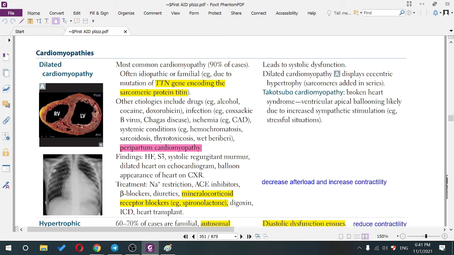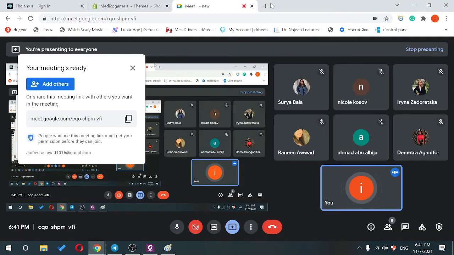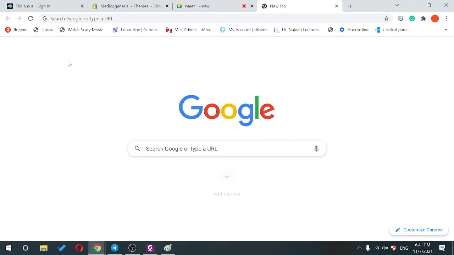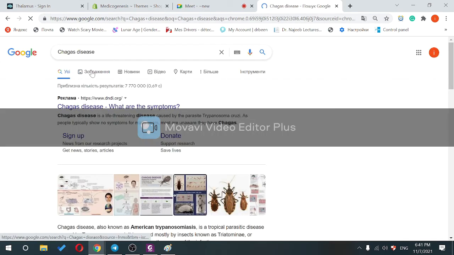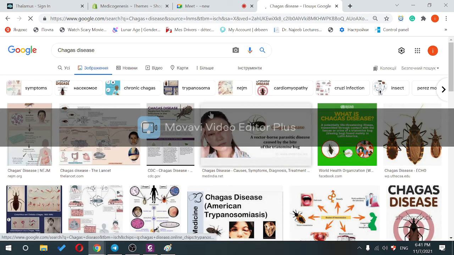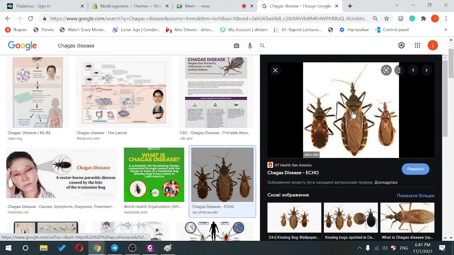Chagas disease is a really interesting disease. This poor patient, it's mostly in Latin America, and it's due to a bug, actually. This bug will bite you, and that bite will transmit a little protozoa inside of you. And yes, exactly. See this bug, guys? They call it the kissing bug. Let me tell you a little bit about it.